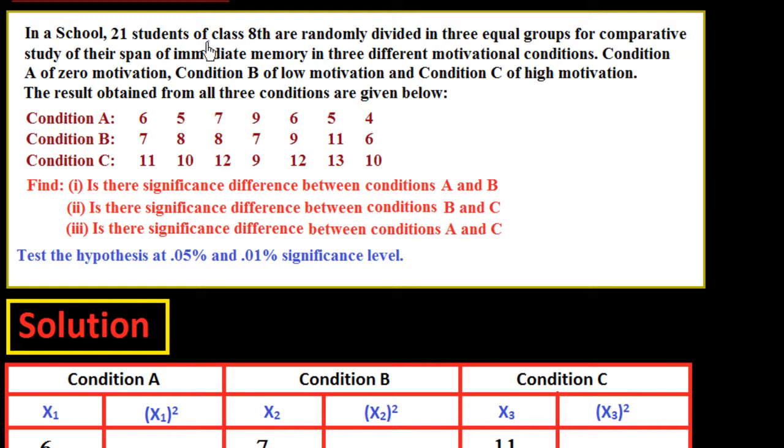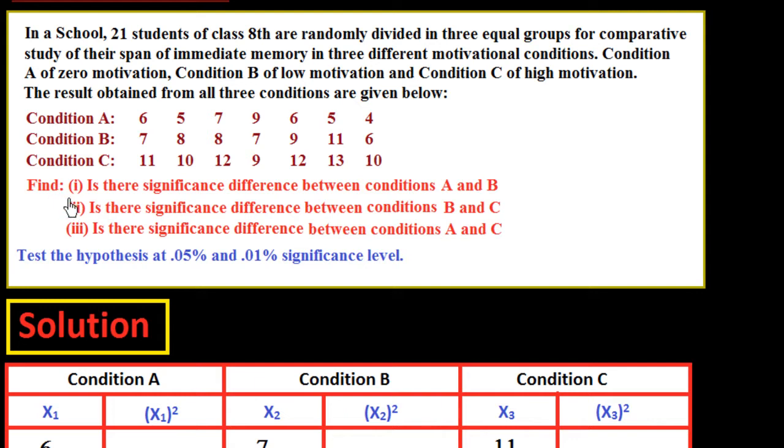First you read this question. In a school, 21 students of class 8 are randomly divided into 3 equal groups for a comparative study of their span of immediate memory in 3 different motivational conditions. Condition A of 0 motivation, condition B of low motivation, and condition C of high motivation. The results obtained from all 3 conditions are given below. Here the results obtained from condition A are given to us, condition B is also given, and condition C is also given.